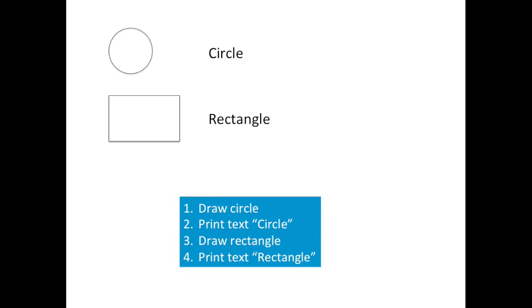Let's take an example. Now let's say you want to write an application that would have a circle and say this is circle, and draw a rectangle and say this is rectangle, maybe for kids to learn what different shapes are. So if you want to write this application all on your own, what you need to do is step 1, write code to draw the circle, and step 2, put the text circle next to it, and step 3, draw a rectangle with your own code and then print the text rectangle next to it.